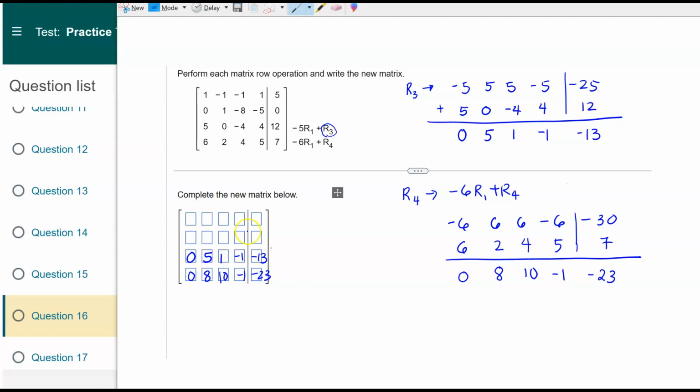Now the rest, row 1 and row 2 will remain unchanged. So you just copy them. 1, -1, -1, 1, 5, 0, 1, -8, -5, 0.